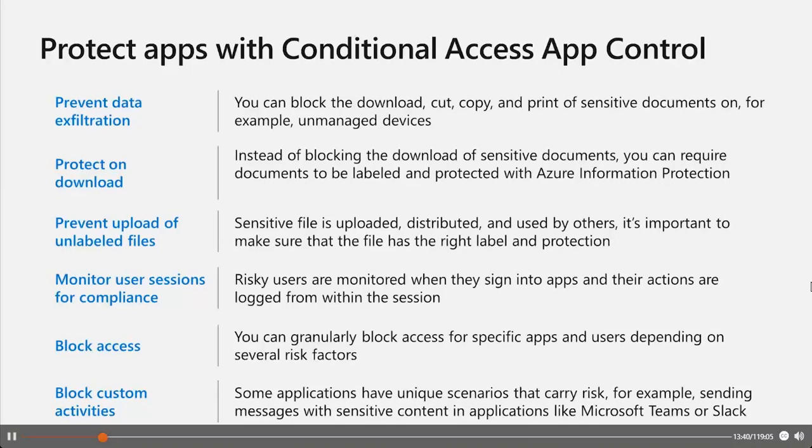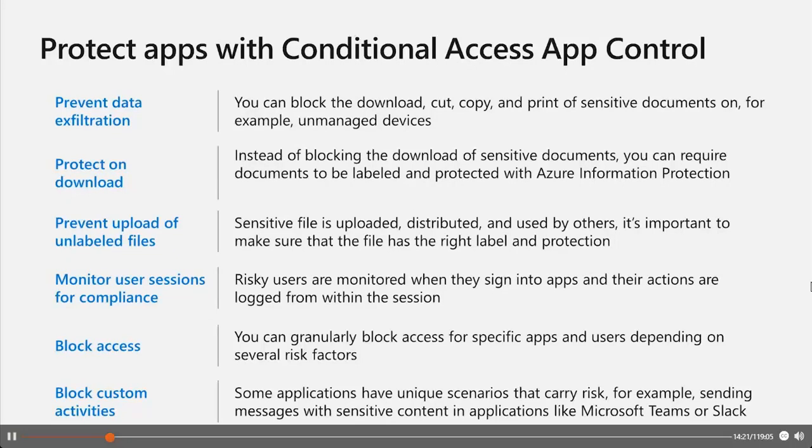On the other hand, you can protect on a download experience. So instead of blocking the download of sensitive documents, for example, you can require documents to be labeled and protected with Azure Information Protection. This gives you a lot of great capabilities because on a download to an unsecure place, you can put not only the classification, the label, but also a fine-grained protection on the file itself. On the other hand, you can prevent the upload of unlabeled files, for example.